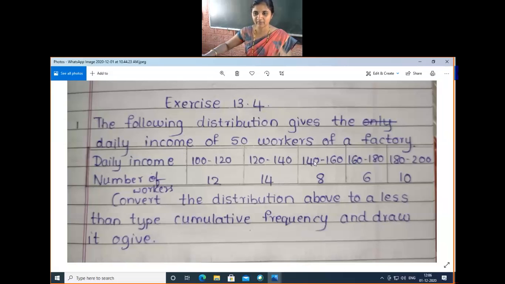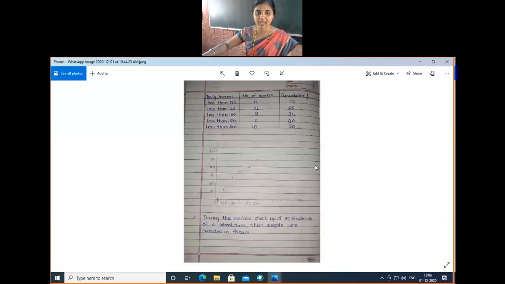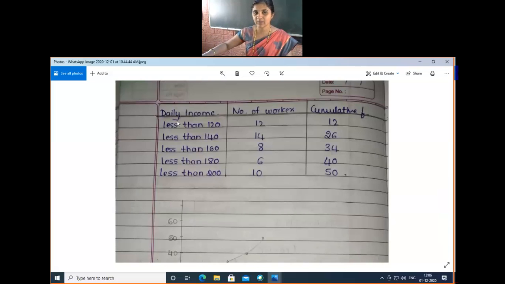The following distribution gives the daily income of 50 workers of a factory. Your daily income is 100 to 120, 120 to 140, like that they have grouped actually. Number of workers 12, 14, 8, 6 and 10. Okay. Convert the distribution above to a less than type cumulative frequency and draw its OGU. The question is less than type cumulative frequency curve. Less than type OGU we have to convert.